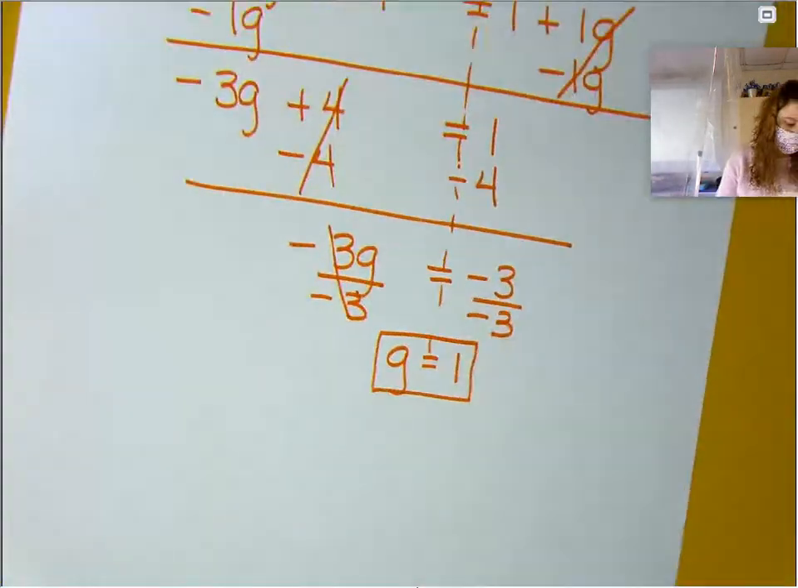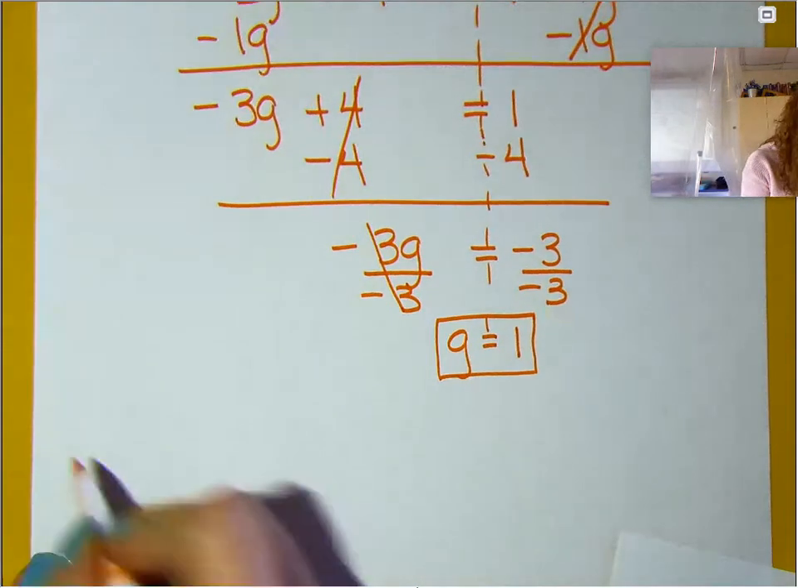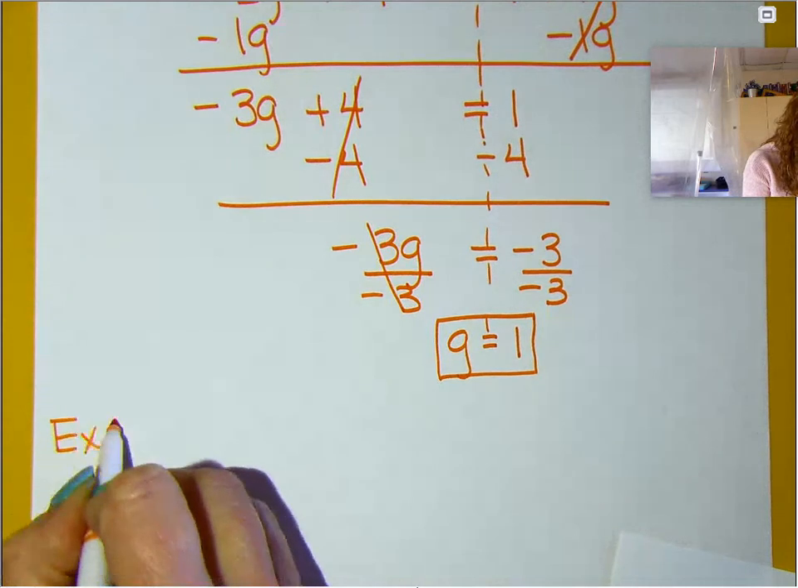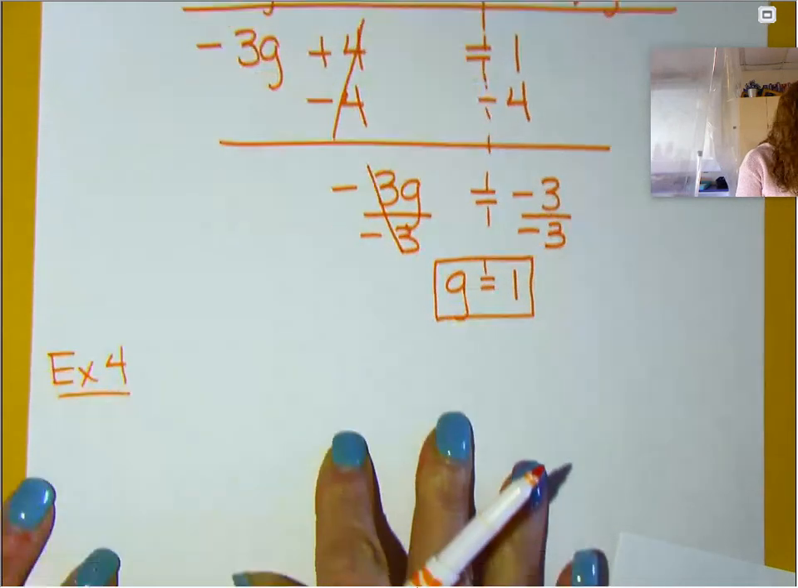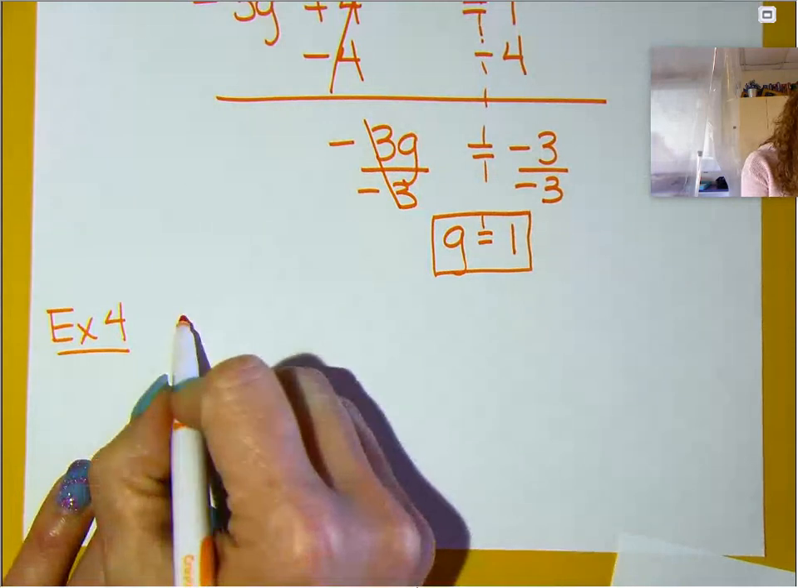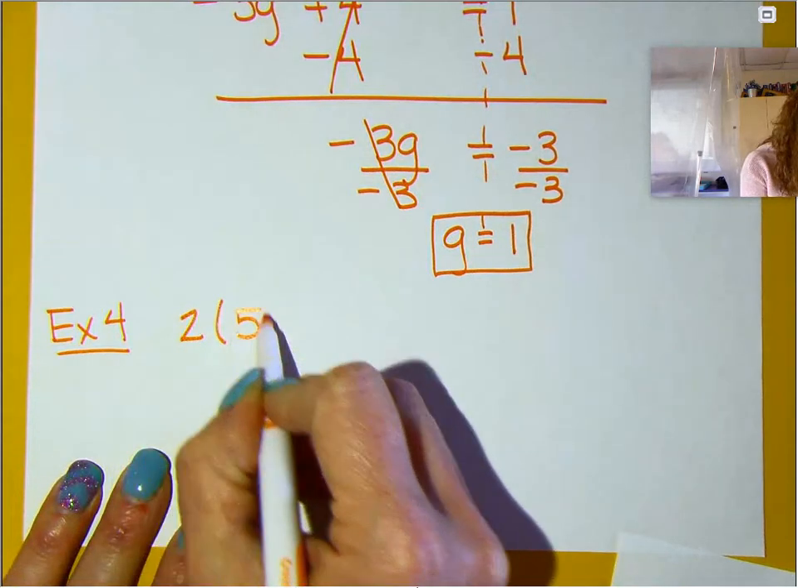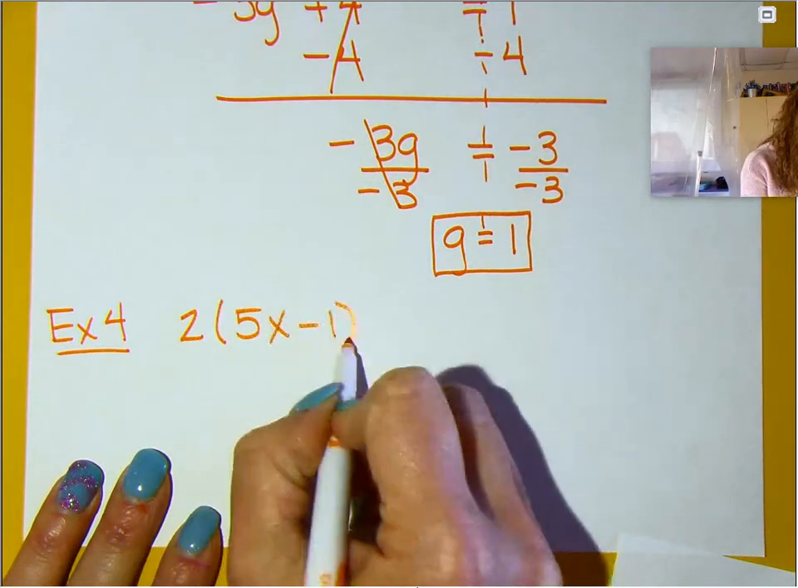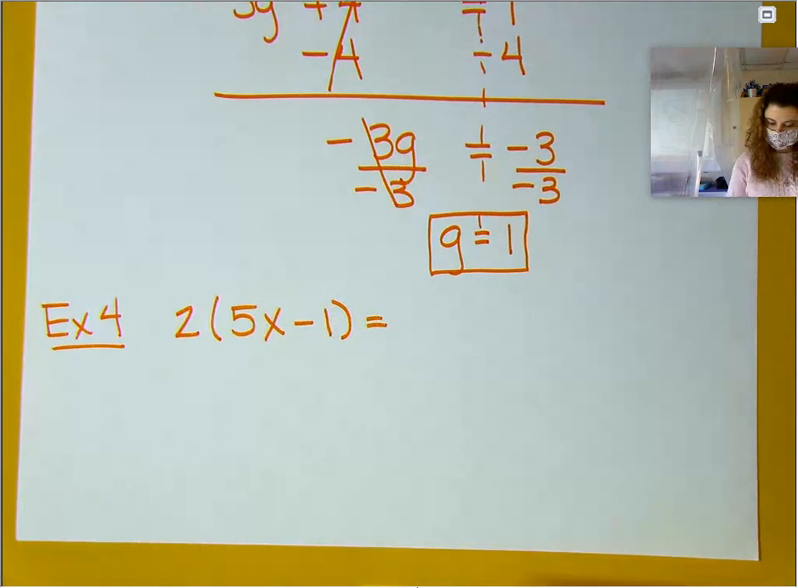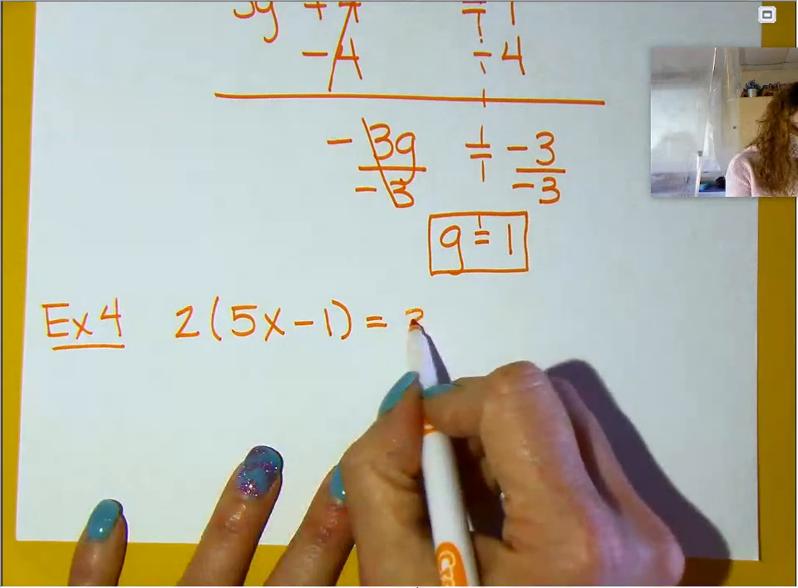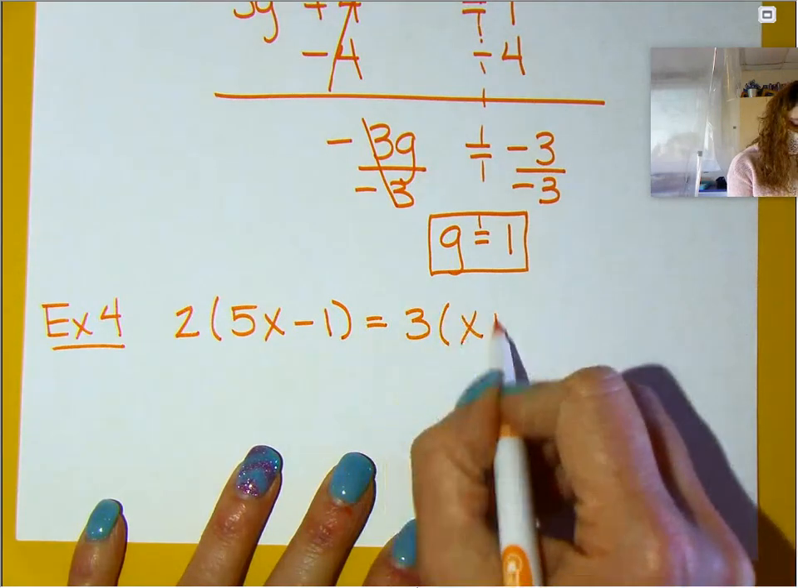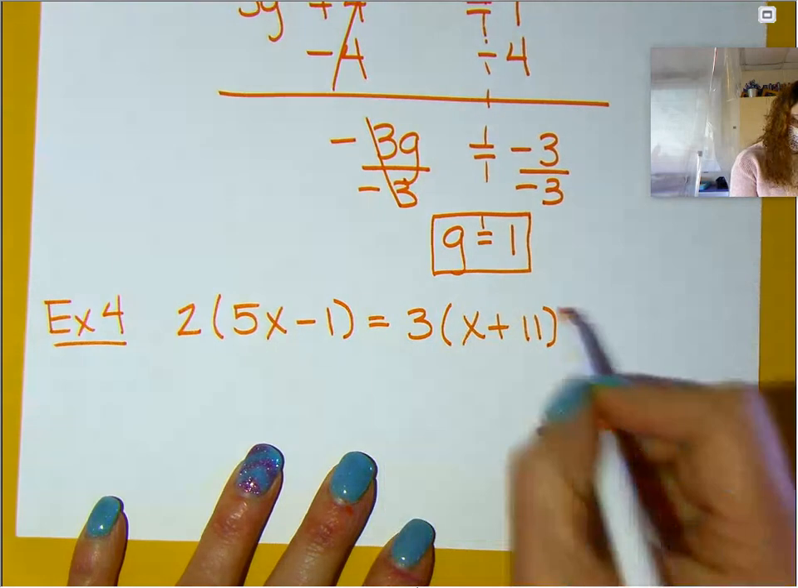Okay, so it's impossible to show you every single type of problem there ever was. I'm going to give you another one, and then we're going to move on to something different. Well, not that different, but I want to show you one like this. 2 times parentheses, 5x minus 1, is equal to 3 times parentheses, x plus 11.